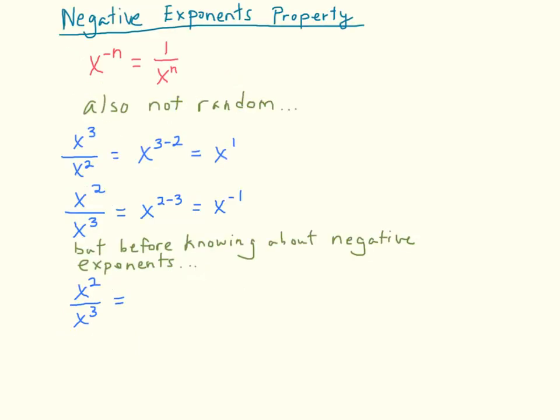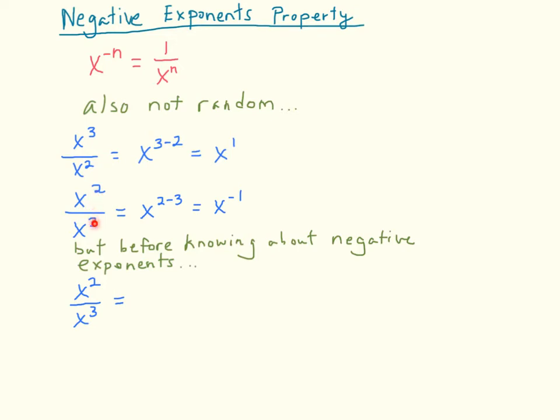Now let's look at the negative exponents property. That says that if I have a base taken to a negative exponent, that just means 1 over that same base taken to the positive power. This is also not random. Let's talk about what we know. If I have x cubed divided by x squared, that means x to the 3 minus 2. You subtract the exponents when the bases are the same. So that equals x to the first.